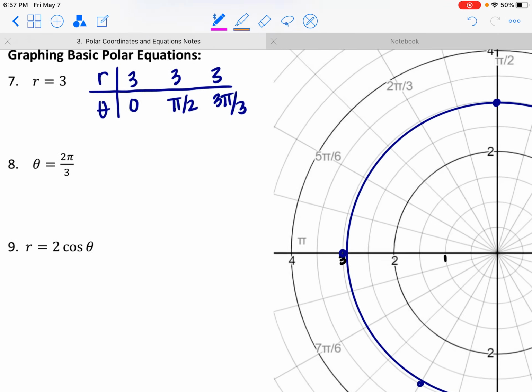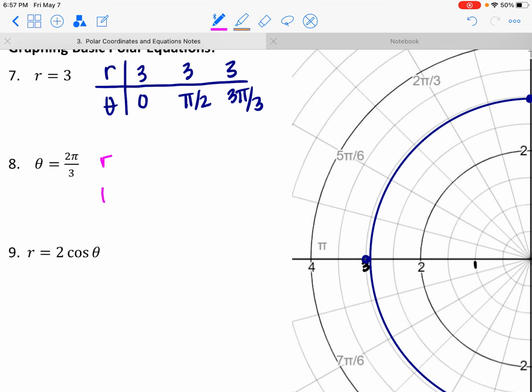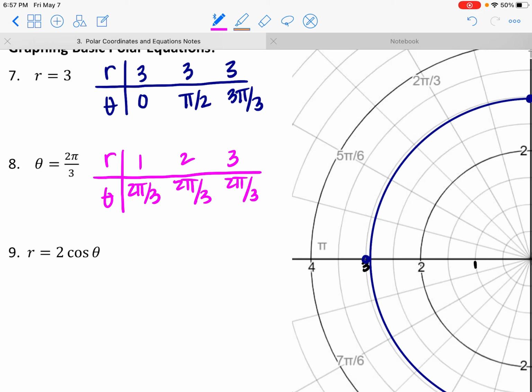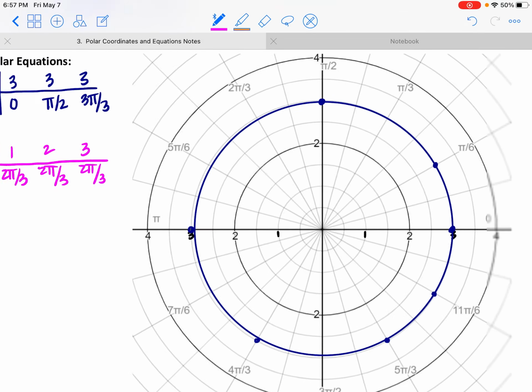So the next one is the reverse effect. I would still go about this by making a table. And so r and theta, this time theta is always 2 pi over 3. So theta is going to be 2 pi over 3 no matter what r equals. So I could have a radius of 1 or a radius of 2 or a radius of 3. My angle is not going to change. So how will that look?